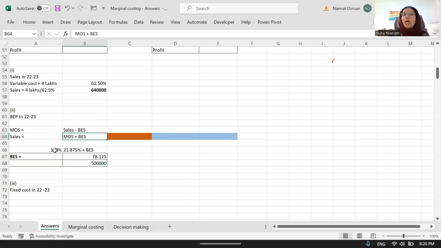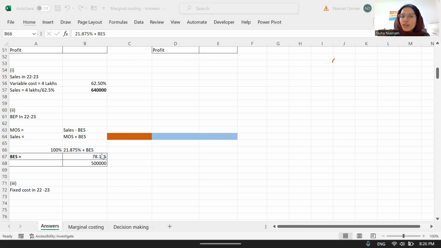Okay, perfect. So that means if sales is my 100%, because whatever I'm selling is 100%, right? Out of that, 21.875% is margin of safety. So what is the remaining percent? 78.125%. That will become my break-even sales. Correct, Khatija? Understood? So if 78.125% is my break-even sales, percent of what? Of the total sales, right? 78.125% of the total sales will become my break-even sales. So that will be 5 lakhs. Okay? Clear?